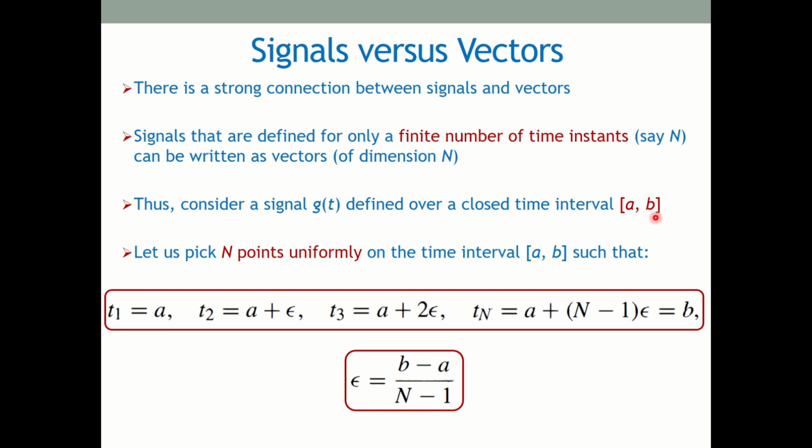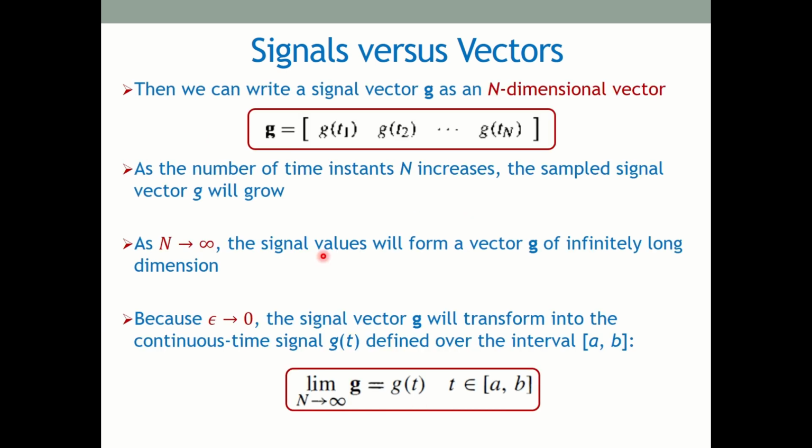So between a and b we will have a total number of points n. The last point at b is (n minus 1) times epsilon plus a. What is the value of epsilon? Epsilon is the difference between the final point and the starting point, divided by the total number of intervals between the start and the end.